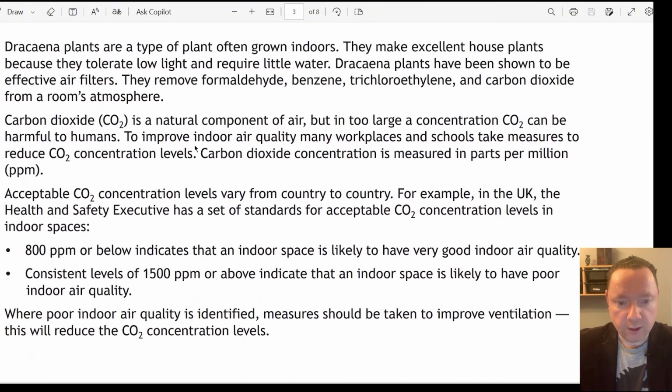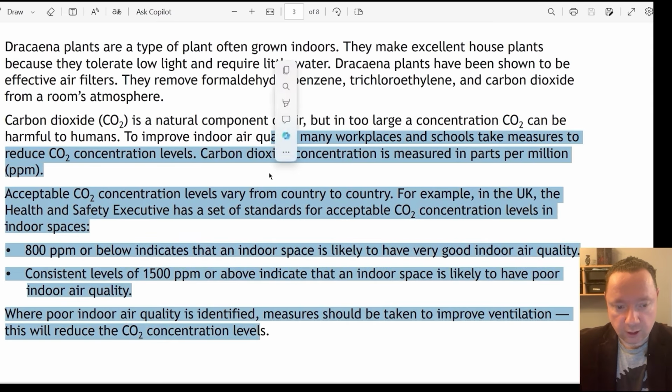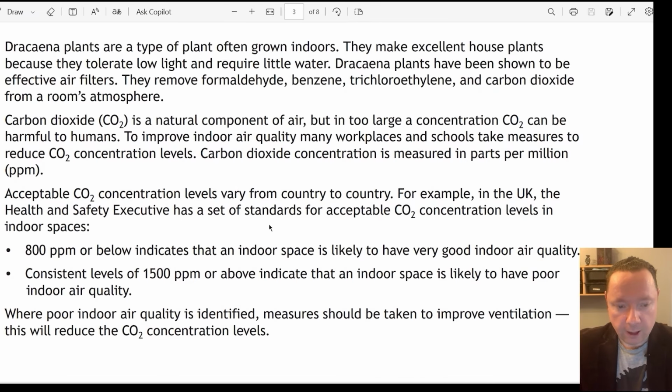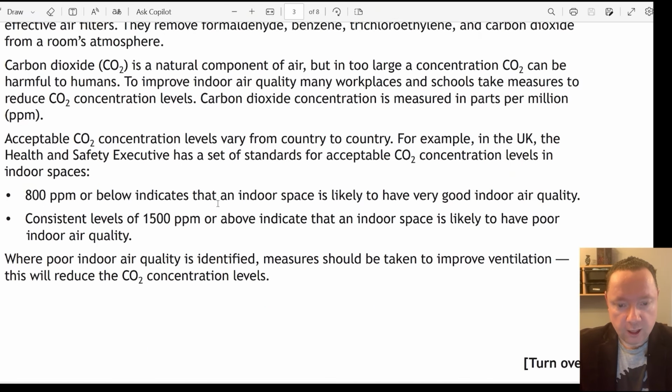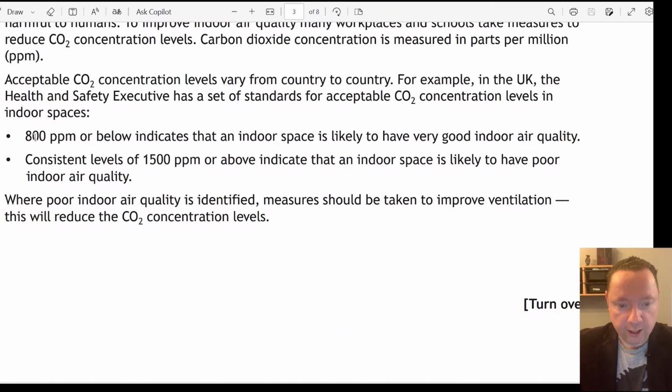So there's the pre-release material. It just talks about the type, what these plants do, reduce CO2. It says they're used to try and improve levels of CO2. We're measuring parts per million. And it says acceptable levels in the UK are 800 for very good air quality, below 800, and above 1500 is poor air quality. When it's identified, control measures need to be taken to improve ventilation.